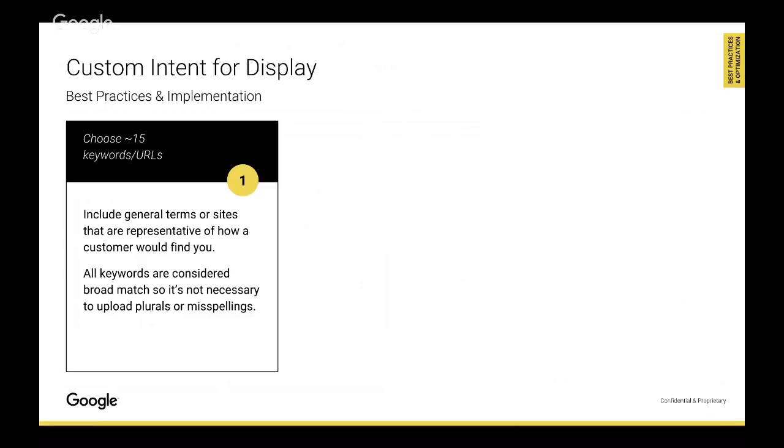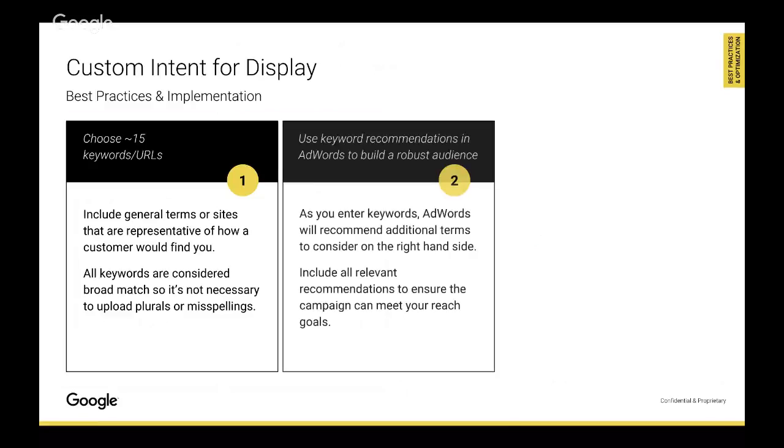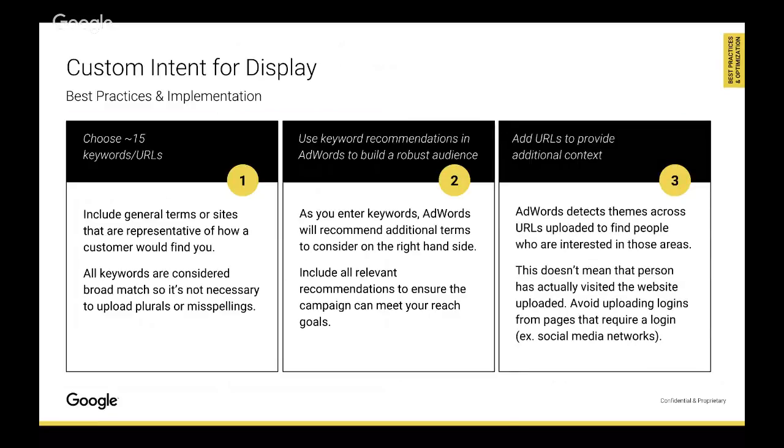So lastly, for the audience targeting solution would be the custom intent. So custom intent is currently available for display campaign only. And how to create the custom intent. So firstly, you will start with choosing at least 15 keywords and URLs. And once you put those keywords and URLs in our system, our system will recommend additional keyword terms that you should consider. And also you can add URLs to provide additional context.